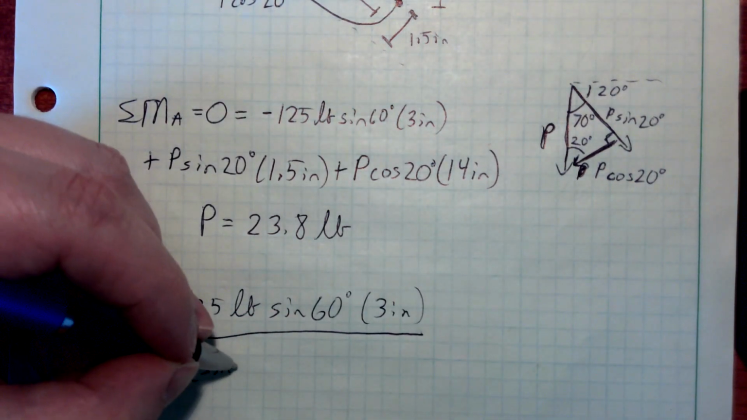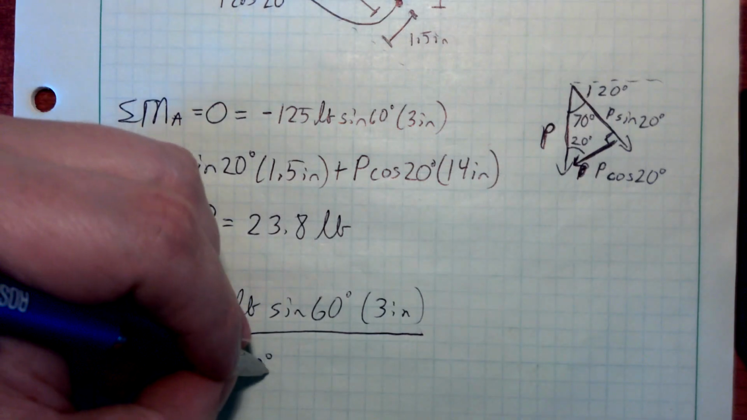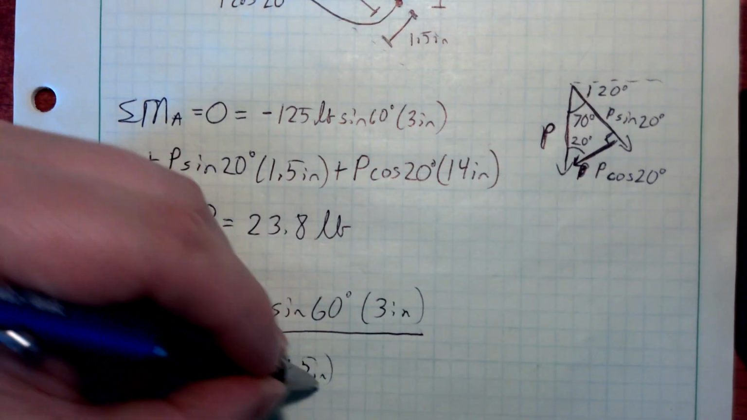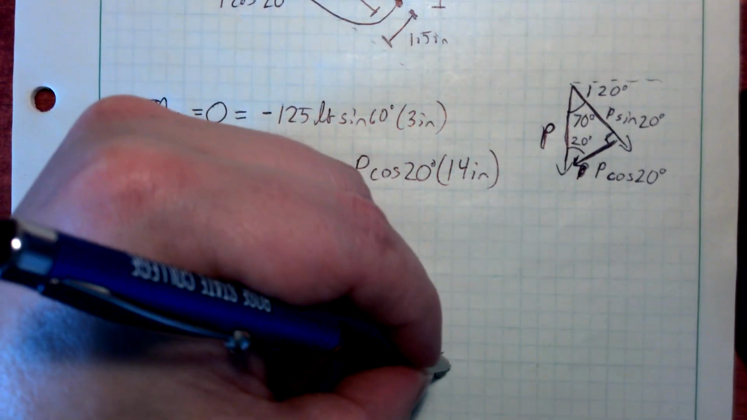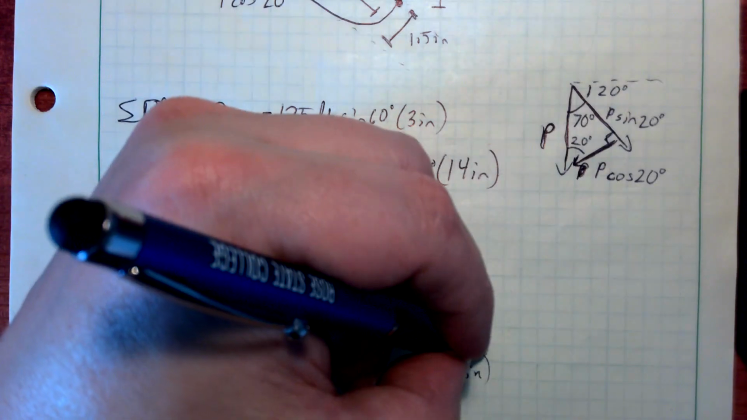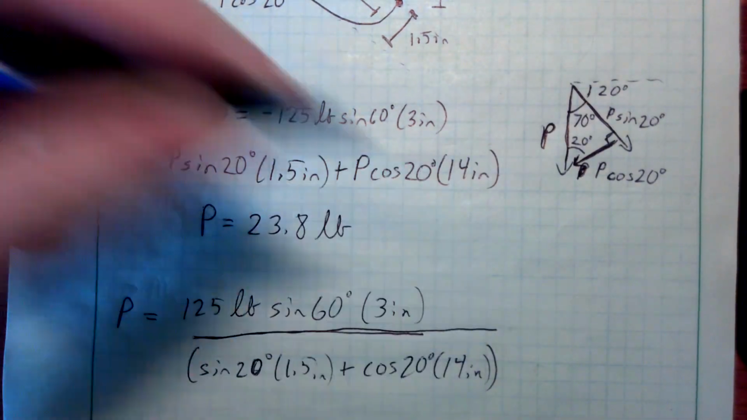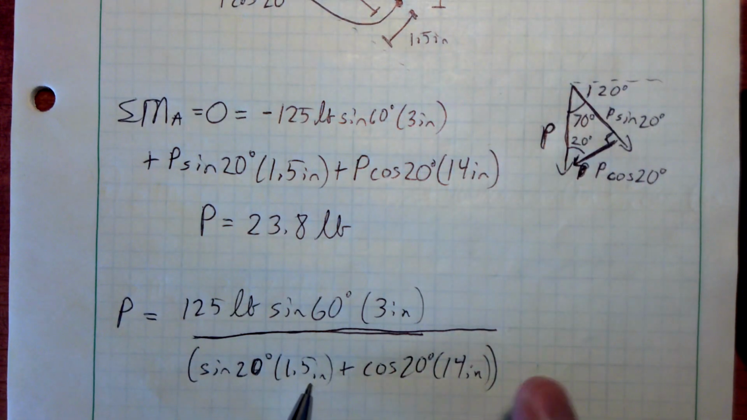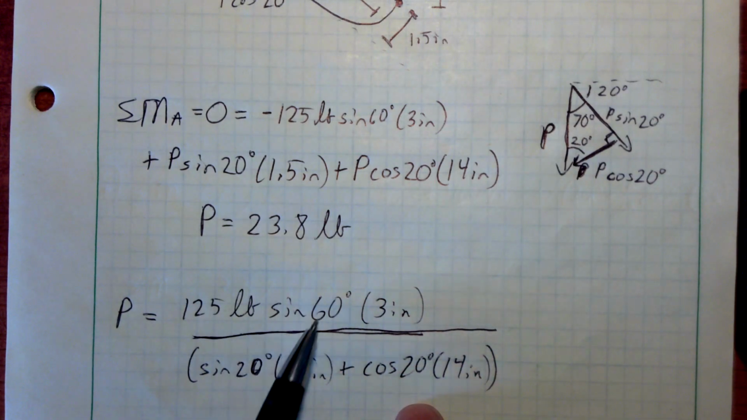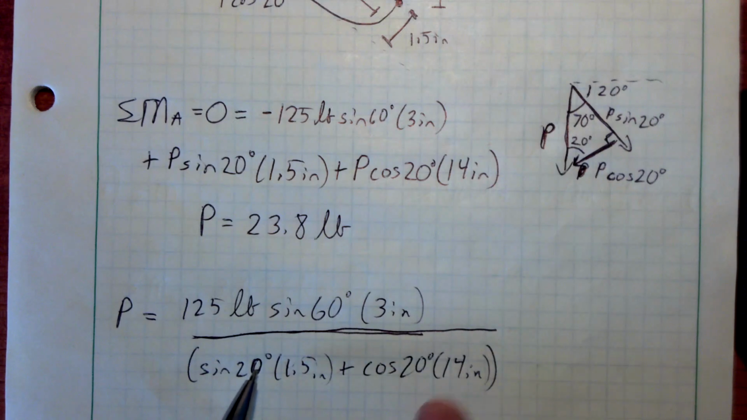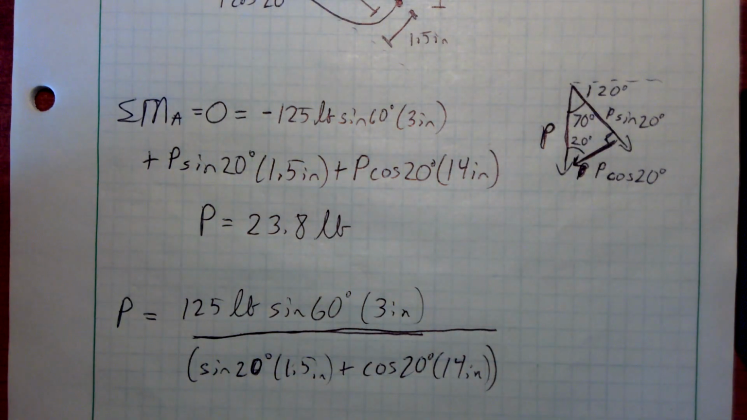So the sum of sine 20 degrees times 1.5 inches, and also the cosine of 20 degrees applied at 14 inches. That sum is going to be my entire denominator. If you look at units here, I've got inches in both of these, and inches on top, so I've got inches over inches. The inches go away. The cosines and sines have no units. The only units left are the pounds. So when I do this, if I watch my order of operations, I should end up with 23.8 pounds. At least that's what I have written down here.